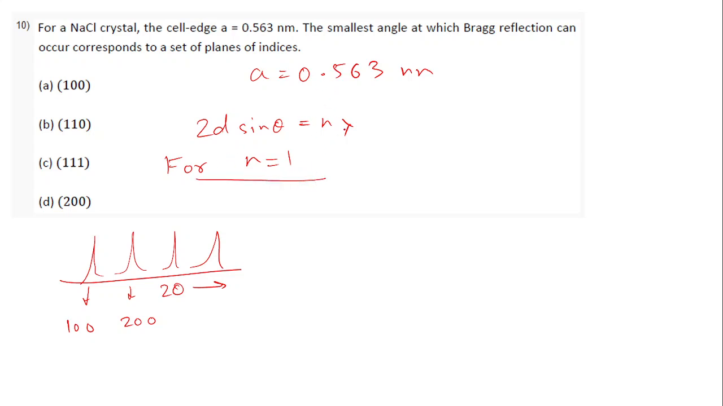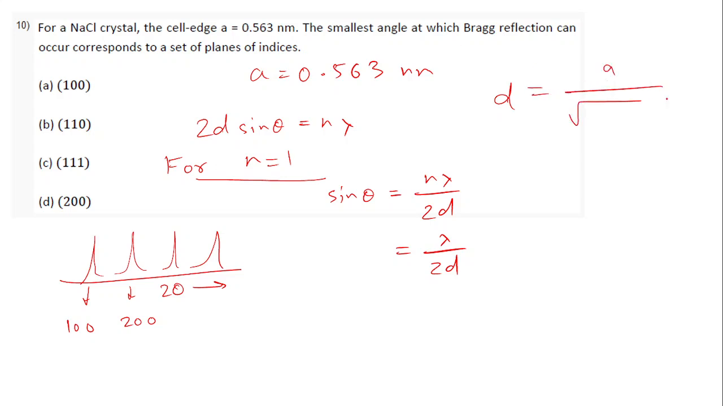Then with this expression, lambda is constant, whatever we are using. Then d, the interplanar spacing, is also the same. The only thing that can change is theta. Now sine theta will be n lambda by 2d, and because we have taken n is equal to 1, it will be lambda by 2d. Now since it's a cubic cell, this d will be a over under root h square plus k square plus l square. For a cubic unit cell, the interplanar spacing between HKL planes is given by this.